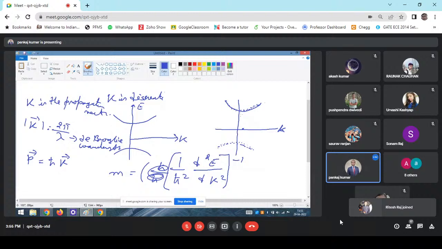Any doubt till now about this energy-momentum diagram of a semiconductor? Do you have any doubt, or should I move further? Sir, please move further. Okay.